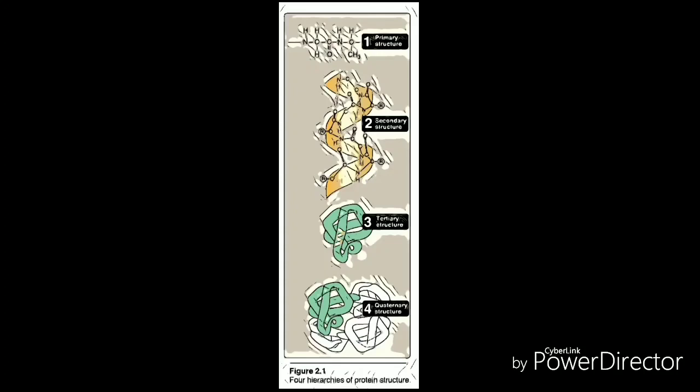The overall three-dimensional structure of a polypeptide is called its tertiary structure, which is primarily due to interactions between the R groups of the amino acids that make up the protein.